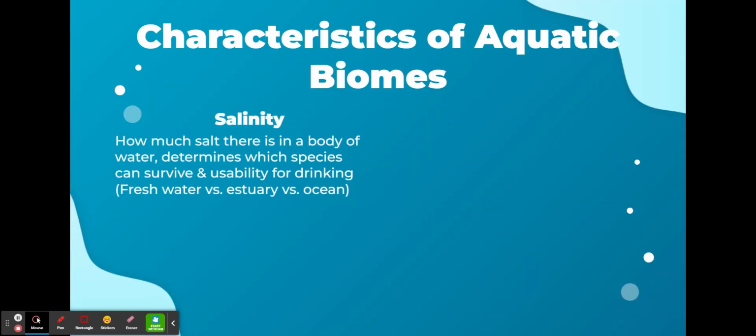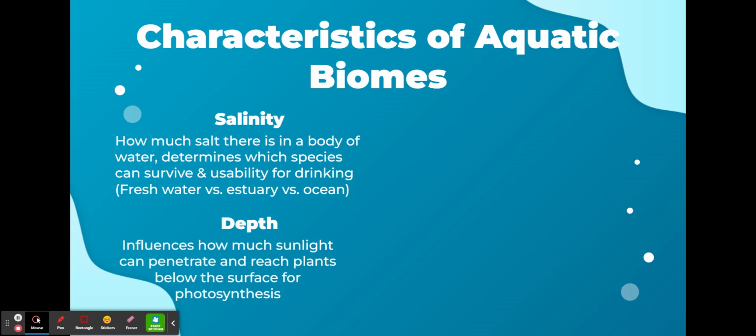So there's four primary characteristics of aquatic biomes. The first is salinity, which determines how much salt there is in a body of water and decides which species can survive and the water's usability for drinking. It basically determines if a piece of water is freshwater, an estuary, or an ocean.